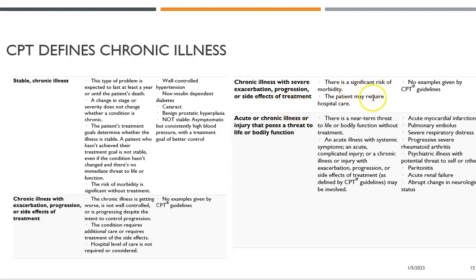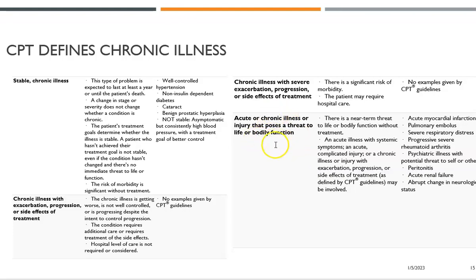So again, there's significant risk to our patient, and these patients might be admitted. So it might be the patient with severe asthma having a severe asthmatic attack that they cannot get under control in the emergency department after nebulizers, and they admit the patient. Or maybe our patient has had epilepsy and they're having seizures that we can't get under control, so we admit them. So acute and chronic illnesses are the last column that was in that first grid.